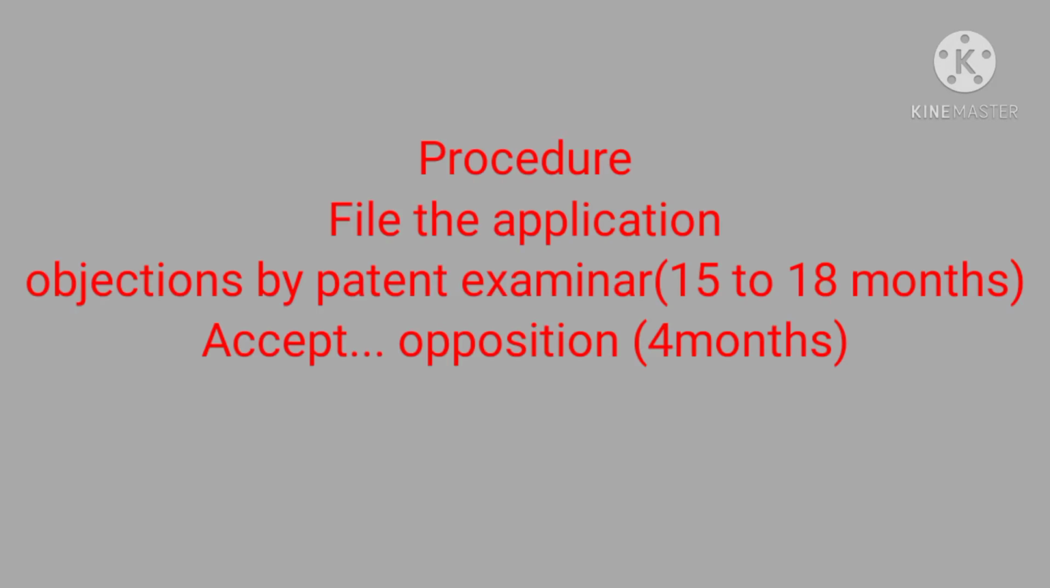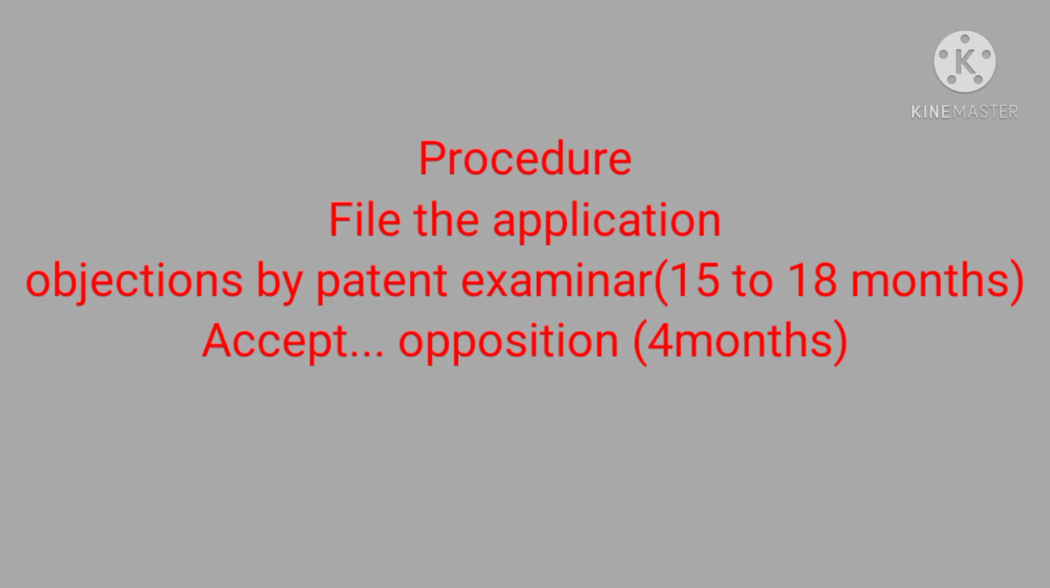What is the procedure for applying for a patent? First we have to fill in the application, and then for every patent there will be one patent examiner. He will give us some queries, for example, what method you have used, what the procedure is, and so on. They will take 15 to 18 months for processing the patent. After everything is okay, the examiner will accept.